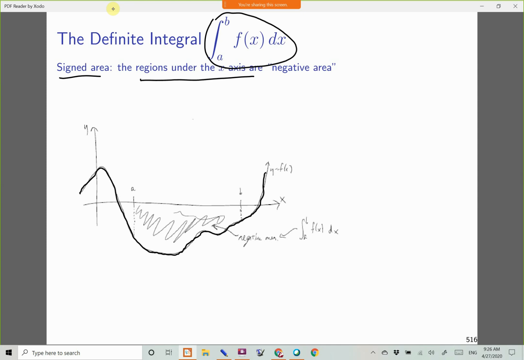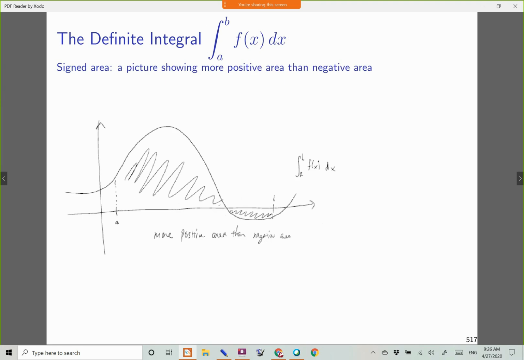In this second example, here's a function, and here's the x-axis. The region between those two, and between x equals a and x equals b, is a shaded region. But this shaded region is all below the x-axis, because the graph of the function was below the x-axis. So for this function, this shaded region all counts as negative area, which sounds strange. And just one more picture before we dig into concrete examples.